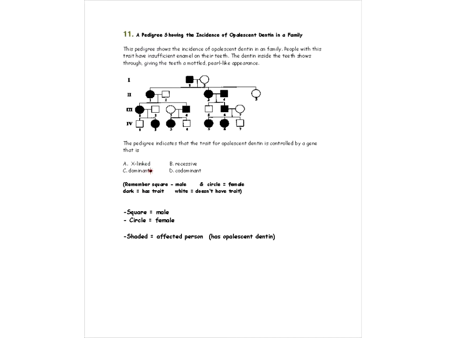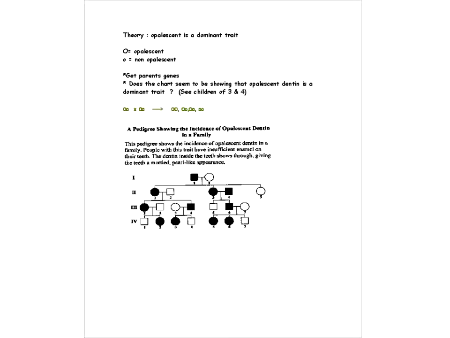Is it an X-linked pattern? Is it a dominant pattern? Is it a recessive or a codominant pattern? Well, let's see how we can figure that out. So we'll go on to the next page. What I would do, if I was trying to figure this out, I would come up with a theory. I would test all the different theories. So test, first of all, the theory that opalescence is a dominant trait. Then test the theory that it's a recessive trait, and see what kind of answers you get. See if they match up with what you're seeing going on in the chart.